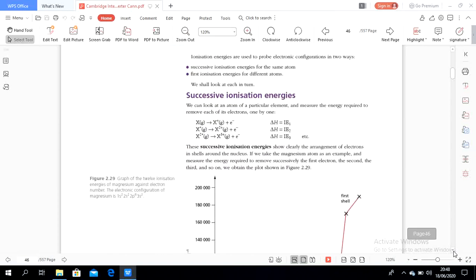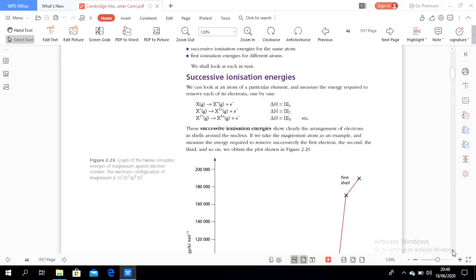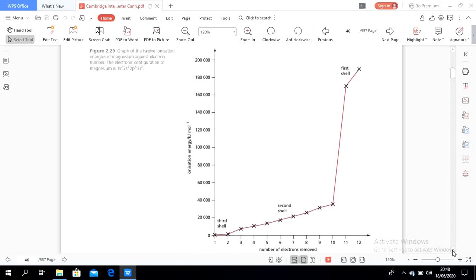Okay, let's see the successive ionization energy of magnesium. So magnesium here, this is the successive ionization energy, the first, second, third, fourth, until the 12th. This is the first shell. The first shell means it is located closest to the nucleus. The third shell means it is located in the outermost shell.